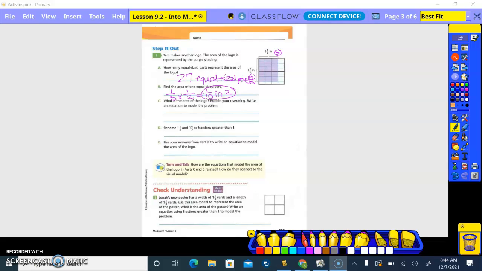This would be 1, right? This would be what? 5 tenths, right? Okay. This would be 4 tenths. And this would be what? 8 tenths, right? So 1 plus 5 tenths plus 8 tenths plus 4 tenths.